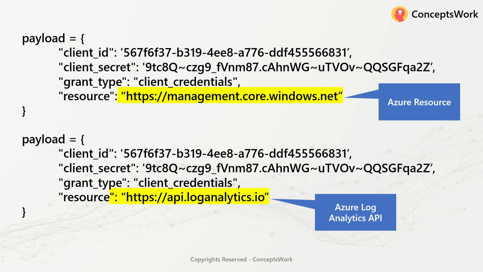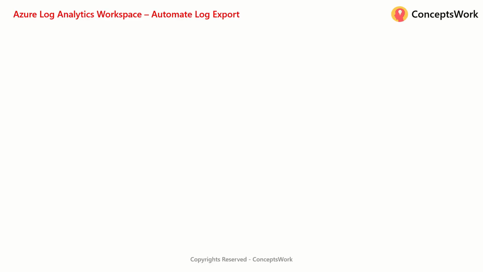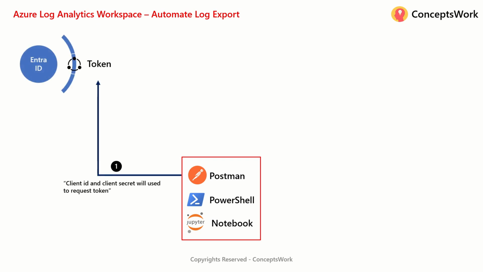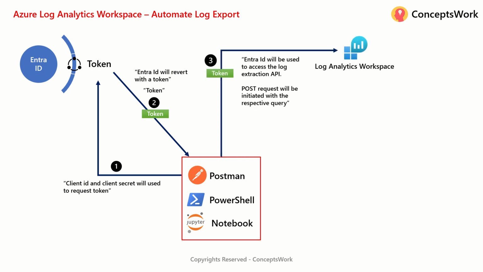Okay. Now, let me just quickly explain what exactly is going to happen and how we are going to achieve this entire use case. So we will use either Postman, PowerShell, or Jupyter Notebook, and then we will send a request to a token endpoint of Entra ID, from which we will get a response, and that will be the token itself. Then this token will be used to send a post query that incorporates the actual query, or let's say the data that we are looking for. Whenever we go ahead and try to search for some data, there is actually a query that you are typing. So in this request, you have to send that query.